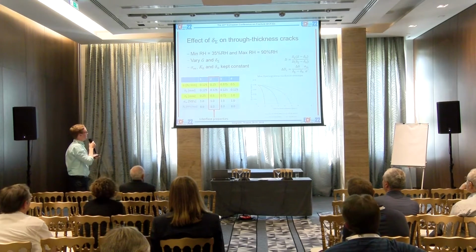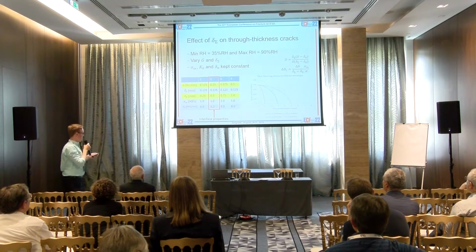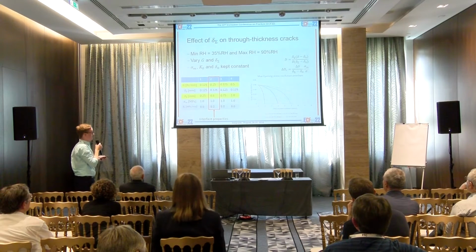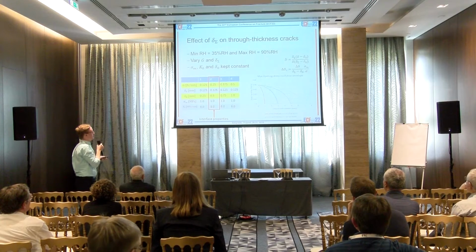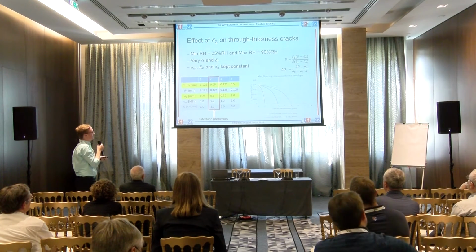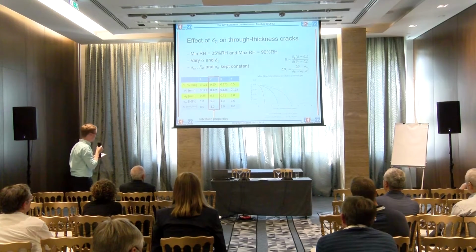We see that if we decrease delta sigma by 50%, we see a decrease of 66% in the time to crack initiation. And if we increase it by 50%, you actually see a 66% increase in the time to crack initiation. And if you double it, you actually see a 132% increase.